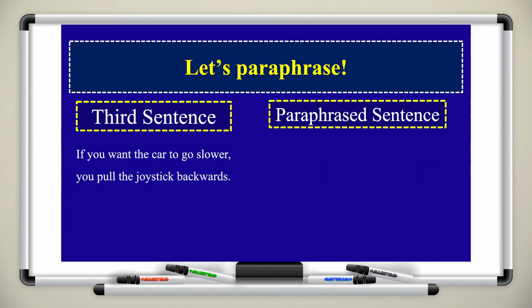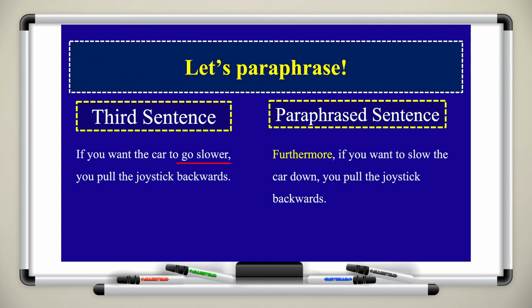For the third sentence, if you want the car to go slower, you pull the joystick backwards. Now, what do you think are the words that we can change here? I'll give you a few seconds to think about it. We have the word go slower. Let's change it together. Furthermore, if you want to slow the car down, you pull the joystick backwards. So we used the word furthermore as a connector. We've also changed the word go slower to slow the car down. The same meaning, but a different phrase.